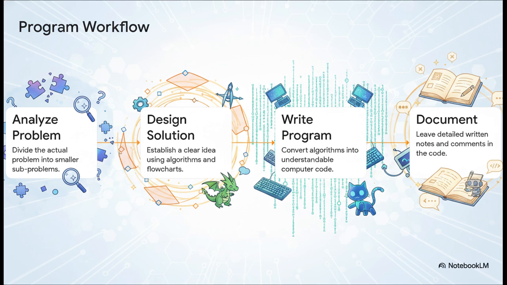Second, you design the program, mapping out the journey with things like flowcharts. Third, you actually write the program. This is the coding phase. And fourth, the one beginners always forget, document and maintain. You literally have to leave detailed written notes and comments in your code so that you or some other programmer can actually understand and fix it down the line.